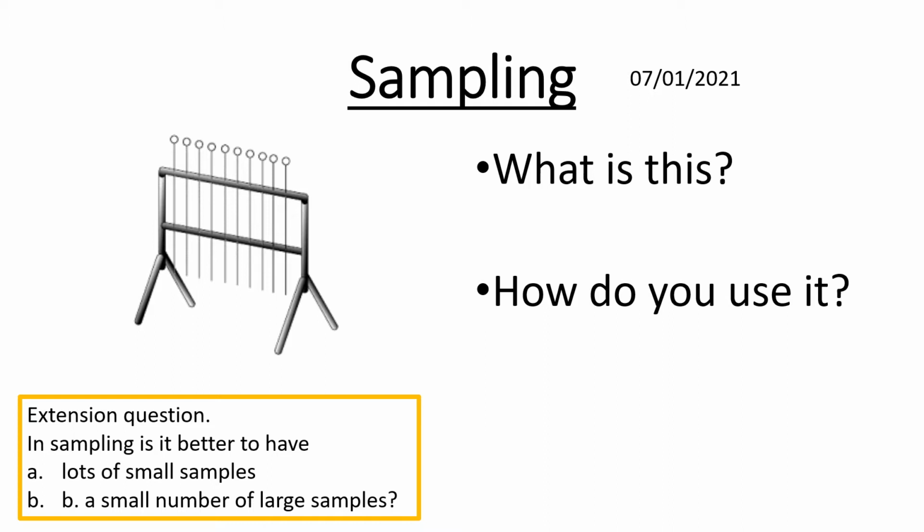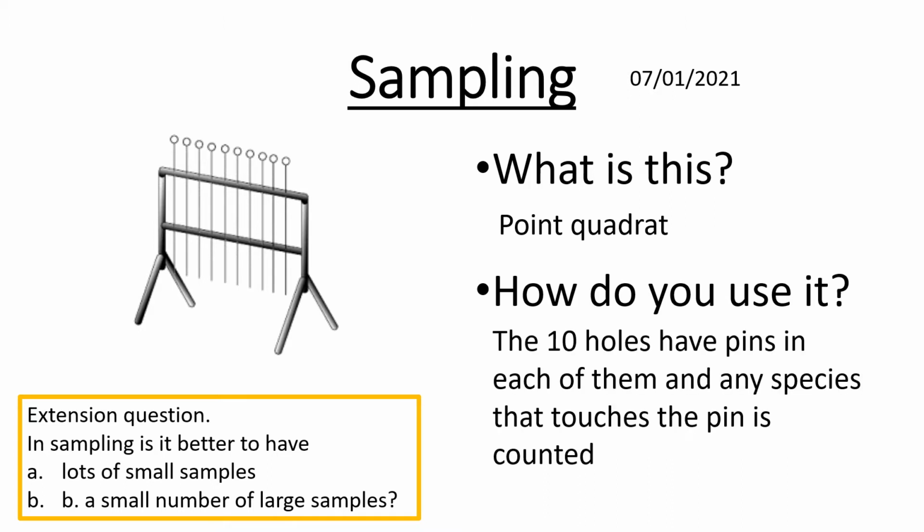So that is a point quadrat. Don't always assume that a quadrat is going to be a square. How you use it is basically each of the pins goes in, and any plant that you're investigating that touches those particular needles is counted in your population size. So it's a slightly different variation of what you would know as a standard quadrat.